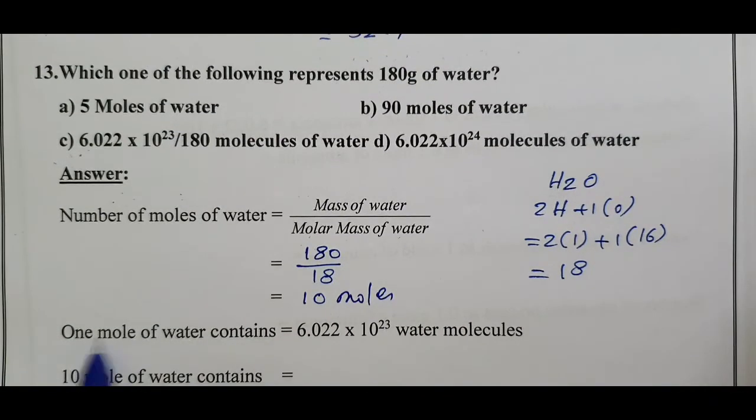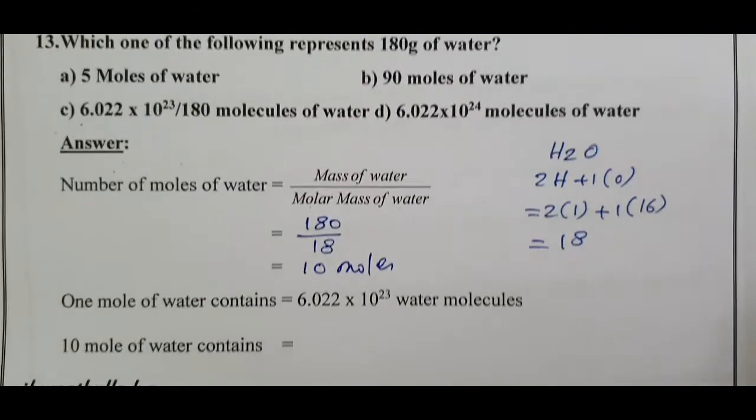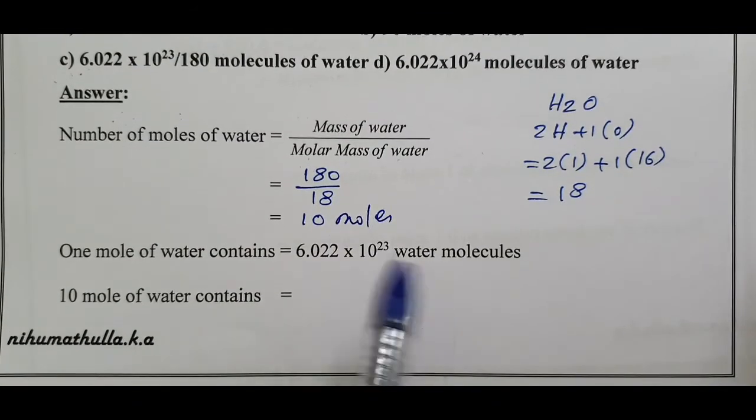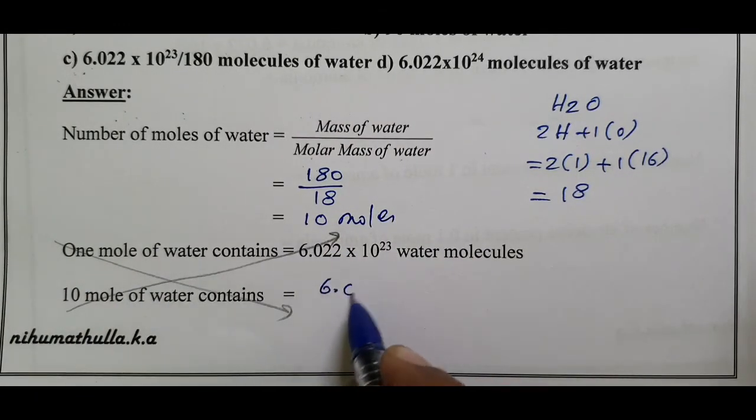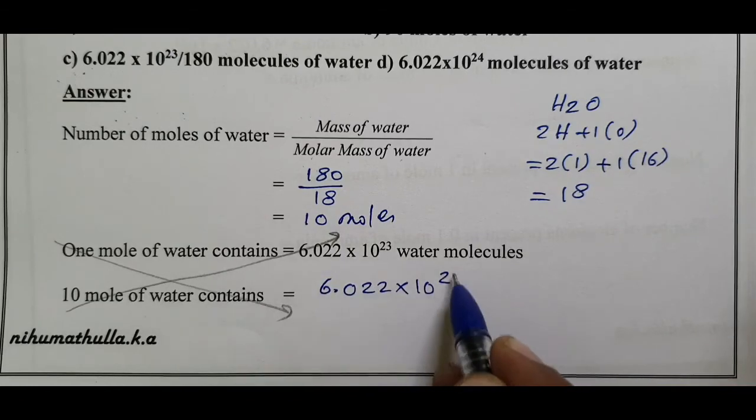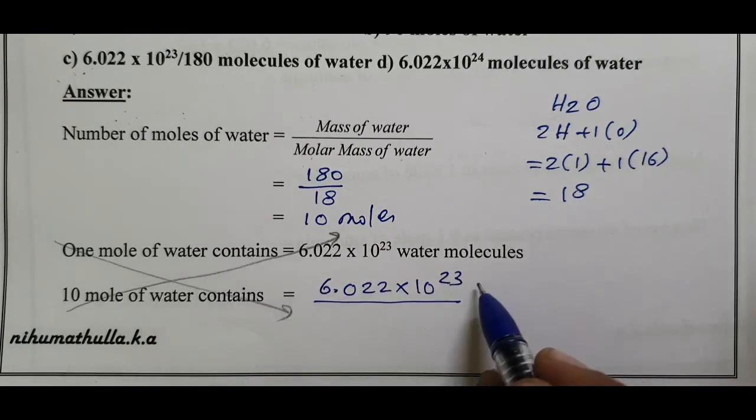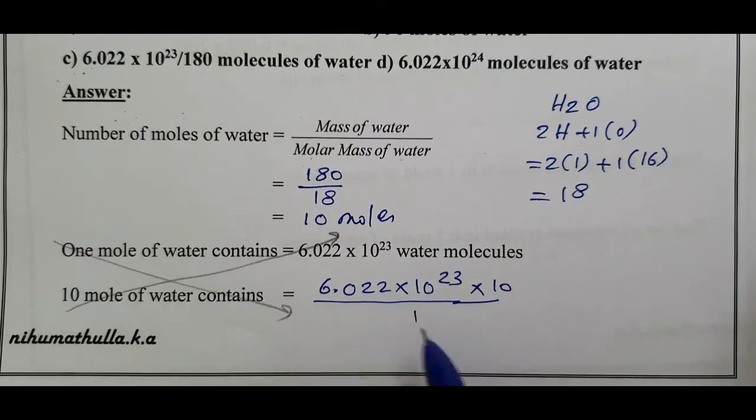We know 1 mole of water contains Avogadro number of water molecules, 6.022 into 10 power 23 water molecules. 10 moles of water contains, by cross multiplication divided by 1, 6.022 into 10 power 23 into 10 divided by 1. 10 means 10 power 1. So 10 power 23 times 10 power 1 will give the answer 6.022 into 10 power 24 water molecules present in 180 gram of water.